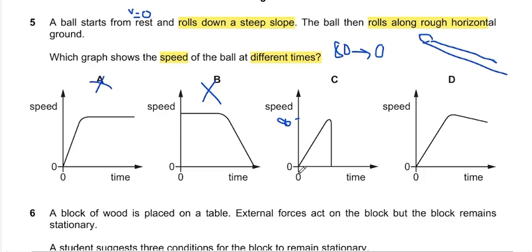The speed is going to decrease gradually, which we can see in D option. Here it was 80, then 70, then 60, then 50, and you can see here. So your final answer is D. And this is it for question number 5.